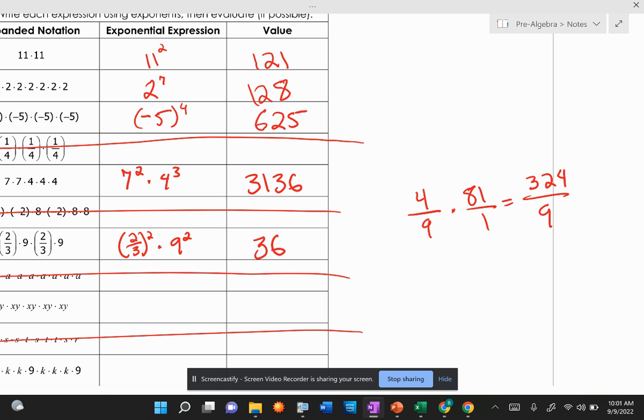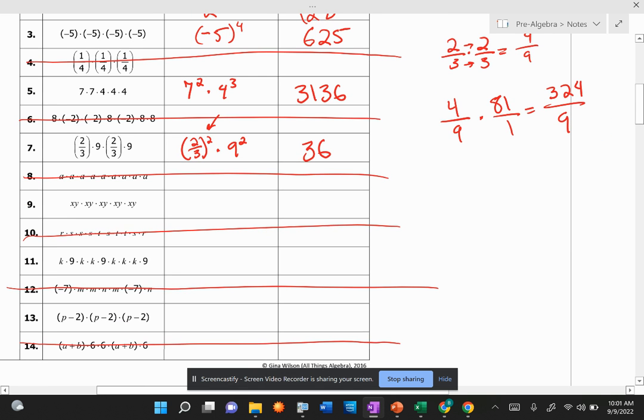How'd you get 49? That's a good question. We have this 2/3 squared right here, Alex. When you do 2/3 times 2/3, you have to multiply across. So 2 times 2 is 4, 3 times 3 is 9. What about 81? The 81 came from the 9 squared. I just put it over 1 because we were multiplying it with a fraction. All good questions.